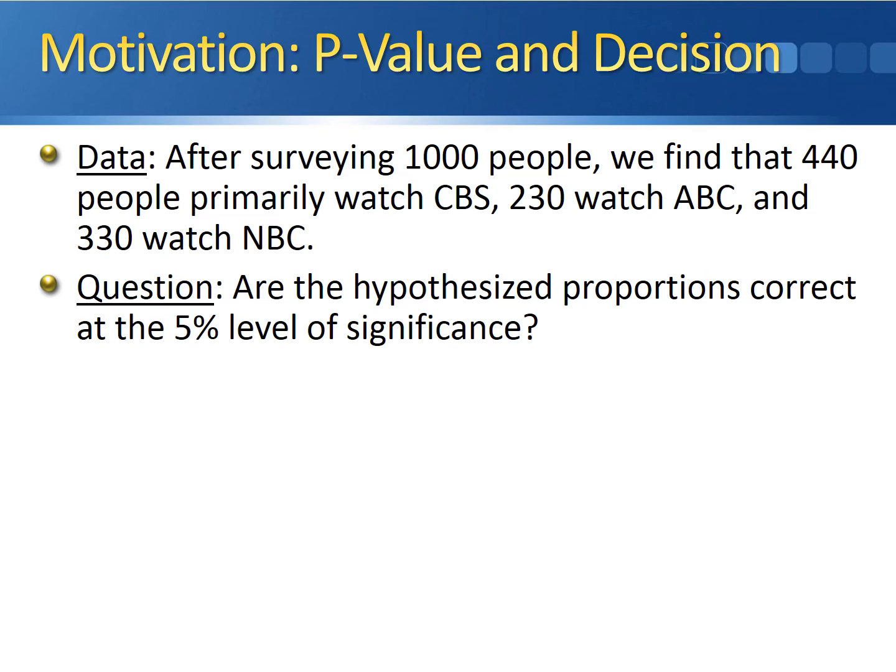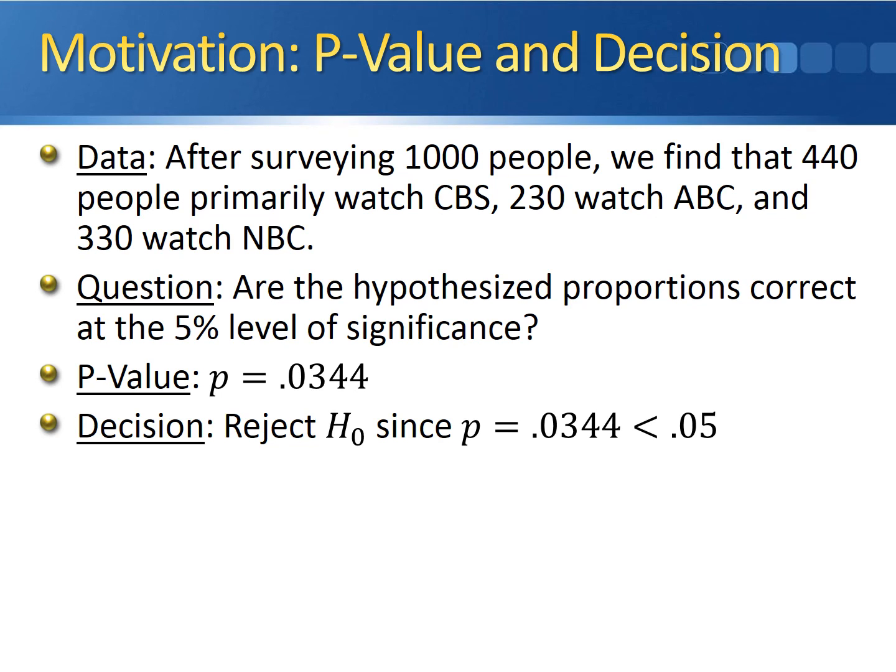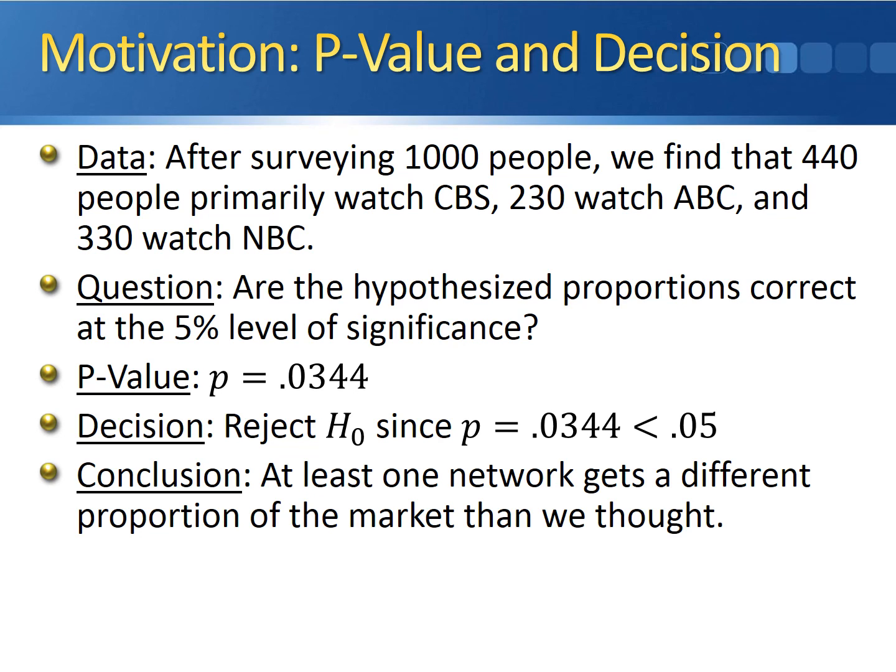And finally, we can calculate the p-value, make our decision, and come to a conclusion. Using Excel, we'll find that the p-value of this test is 0.0344. Since we're doing this test at the 5% level of significance, we'll reject the null hypothesis because the p-value of 0.0344 is less than 0.05. And the conclusion that we come to is that at least one network gets a different proportion of the market than we originally thought.